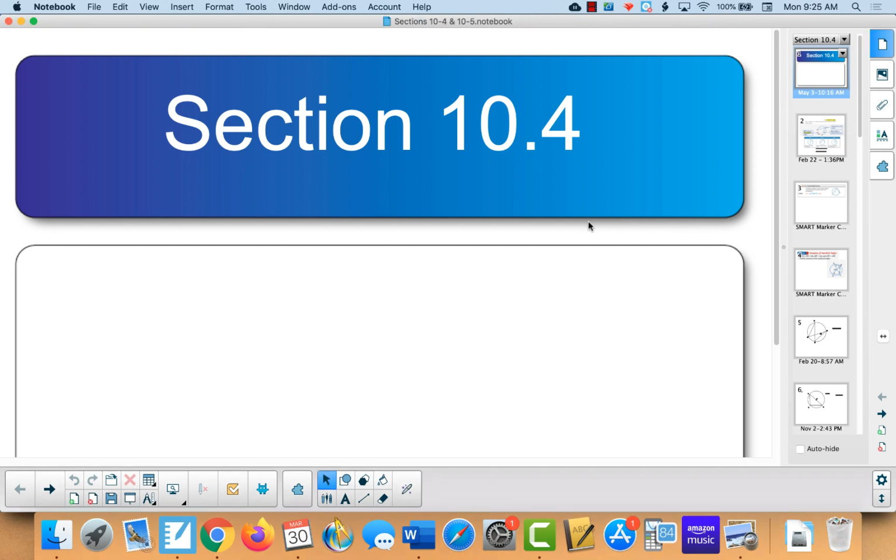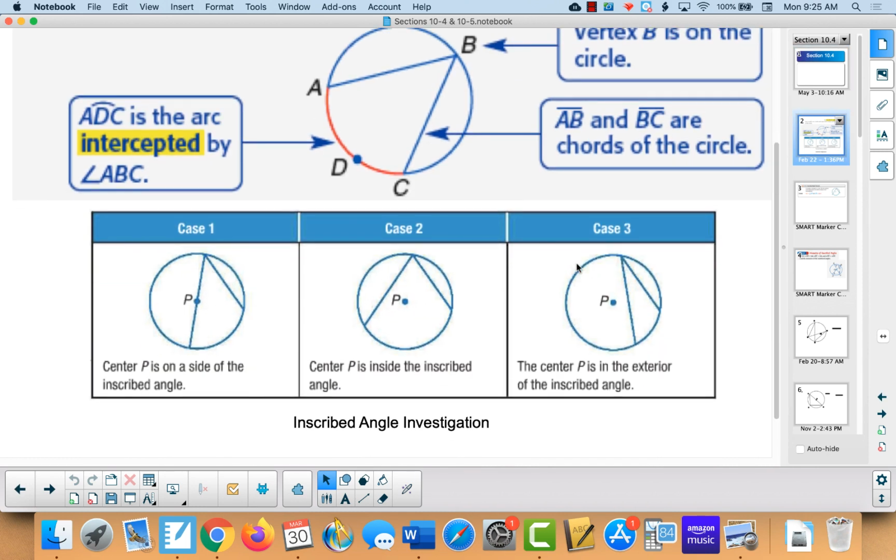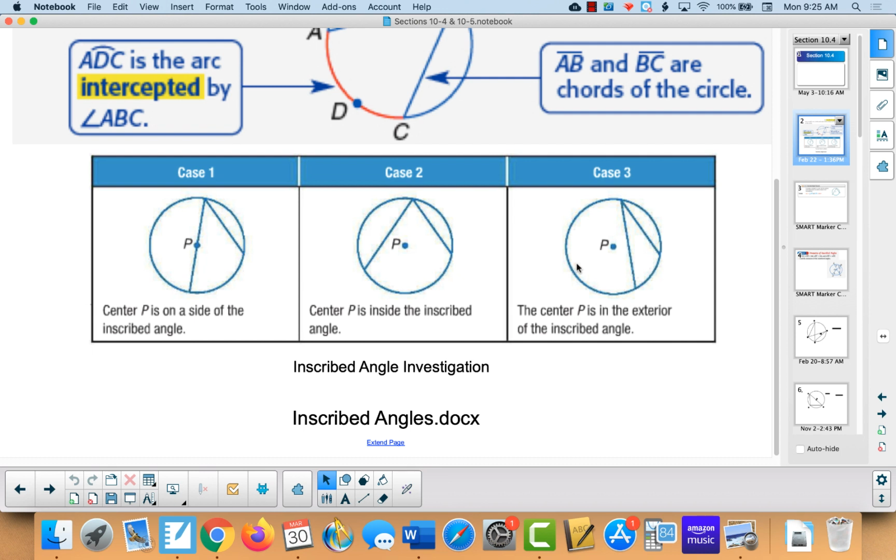In this video, I'm going to go over section 10.4 and 10.5 and go over some examples from each of the things that you should have learned from your investigations. So in the first investigation, I asked you to investigate the relationship between an inscribed angle and the central angle and also the intercepted arc of both of those angles. So hopefully you found that the intercepted arc inside of the inscribed angle is twice as big, and so that angle is 1/2 the measure of that intercepted arc.